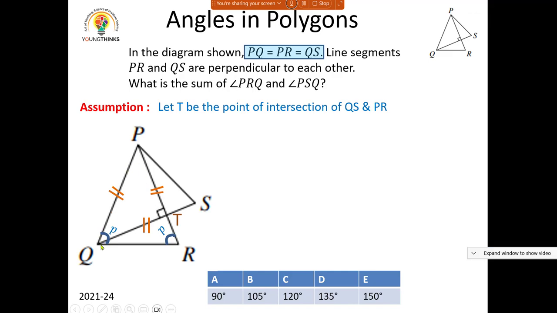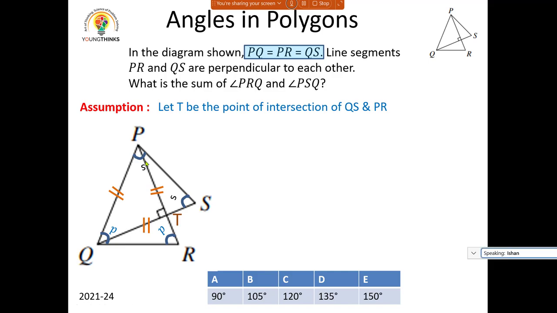Now let's look at this triangle PQS, in which this side PQ is equal to that side QS. That again makes it an isosceles triangle. If we assume that this angle is S, then that angle will also be S. Are you okay so far? Is everyone okay? Yes, sir.